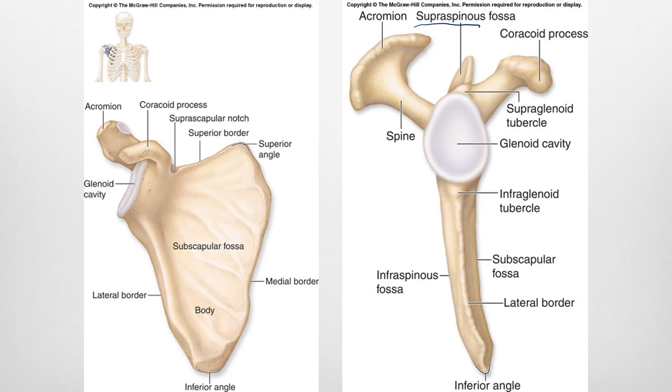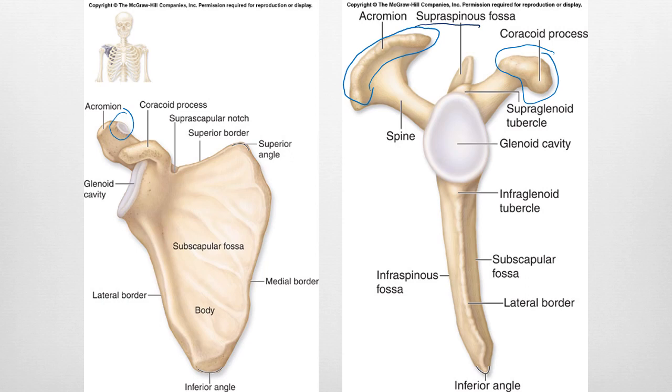And then we have two structures that kind of stick out. One is the acromion. And so that acromion is going to articulate with the clavicle right here. And then we also have the coracoid process. So the acromion is an articular structure. The coracoid process is an attachment site for musculature.